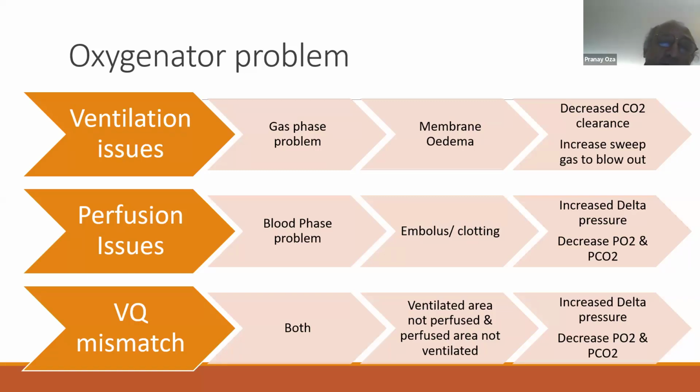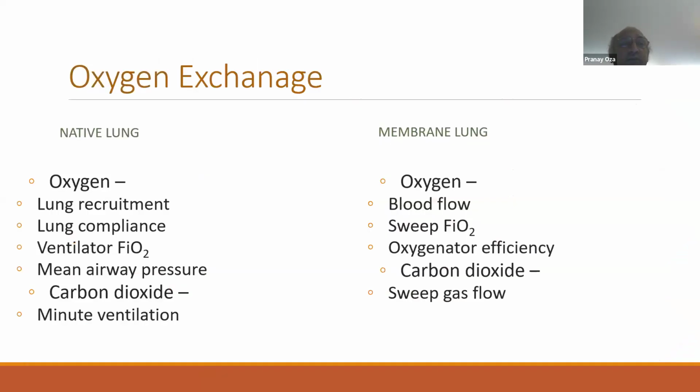You can have perfusion problems that occur in the blood phase, where there might be small clogging or a small emboli in the small fibers, and then it decreases the flow, and that can decrease both PO2 and PCO2 levels, and your transmembrane pressure gradient is going to increase when there are perfusion issues. Or you can have a mismatch. Both can be a problem. Some part is a gas phase problem, some part is a blood phase problem, and that can lead to something like your native lungs. Okay.